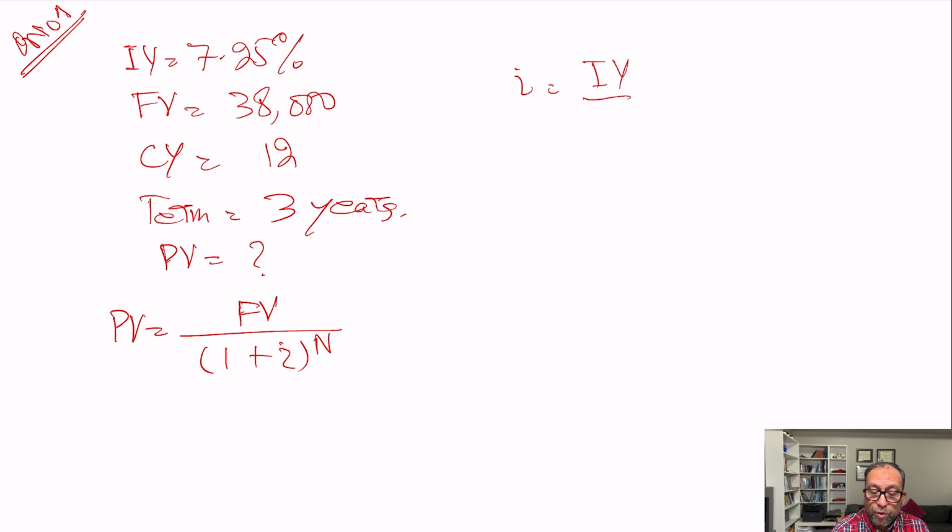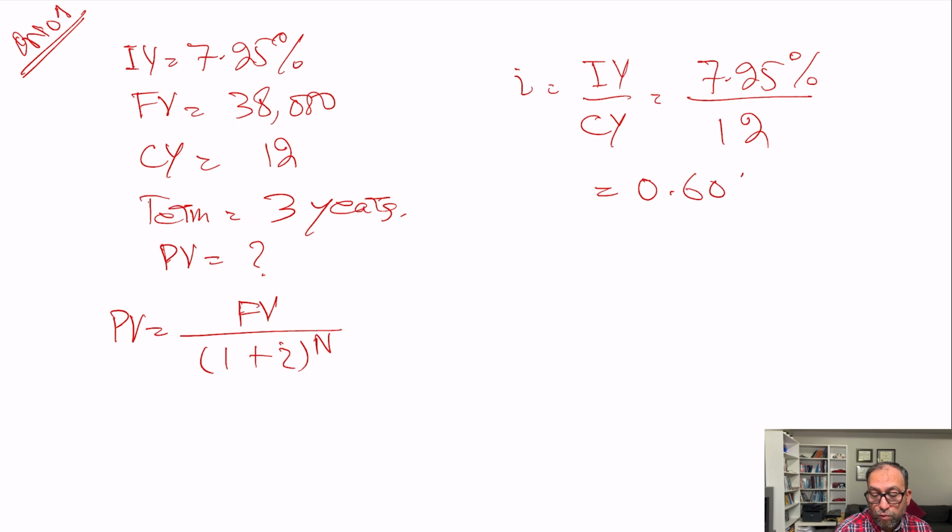Iy over Cy. So Iy is 7.25% divided by 12. So what we get, I is 0.60416%. And n, if we want to find out n, it's 12 Cy into years 3, so it's going to be 36. Now we can apply the formula.